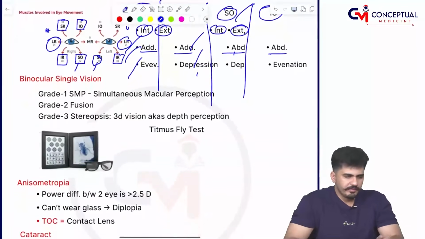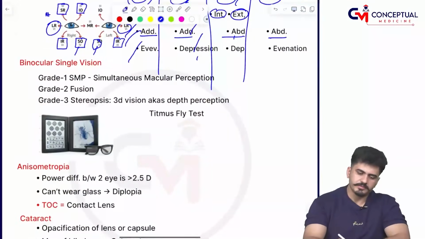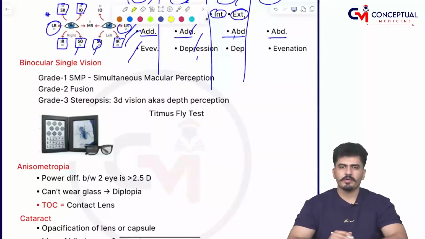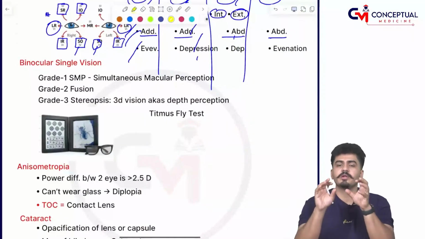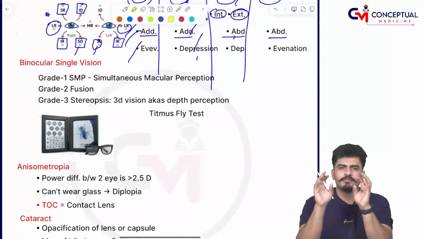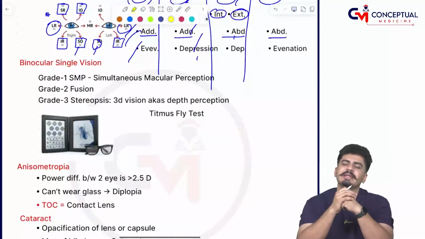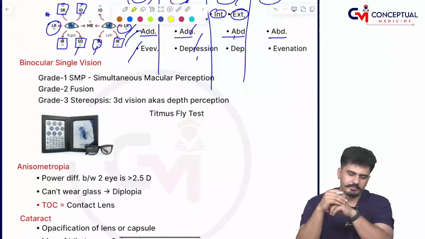Now binocular single vision. What is binocular single vision, my dear friends? Binocular single vision is that we have two eyes but still we are able to see only one image. How? First of all, we divide it into three grades. What are the three grades?